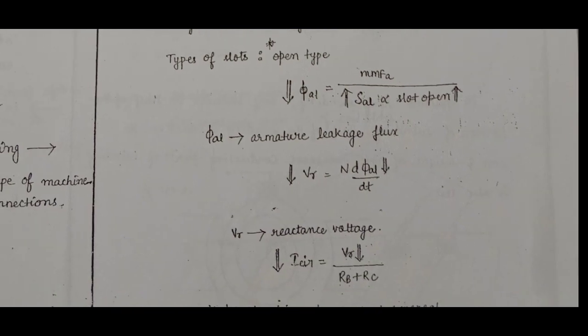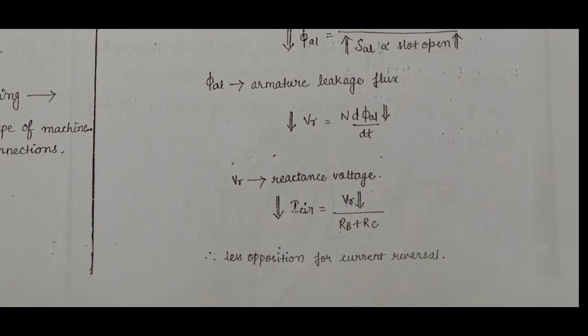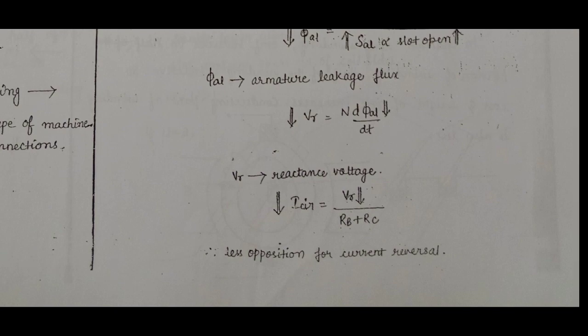So VR, that is the reactance voltage, is L dI by dt. When leakage flux is less, the reactance voltage is also less. When reactance voltage is less, the current reversal has less opposition.